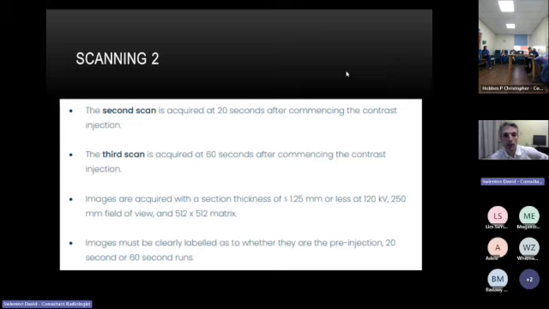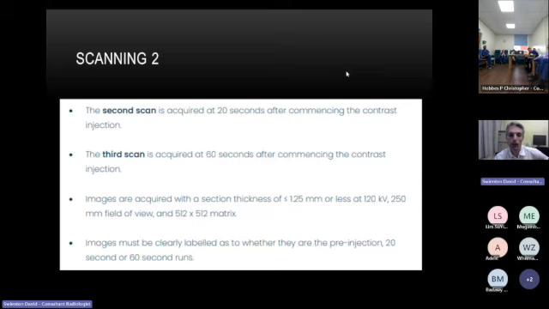We then do a second scan, and that is done 20 seconds after you start to inject the contrast. There are different ways of timing angiographic studies, but this is done purely on a timing protocol. I think the reason for that is just to make sure each scan is done exactly the same. Of course, there will be variability, the cardiac outputs and so forth, but by performing these to exactly the same protocol each time, you're looking for consistency. So that's why they do it.